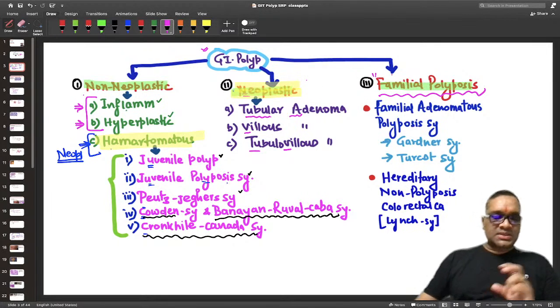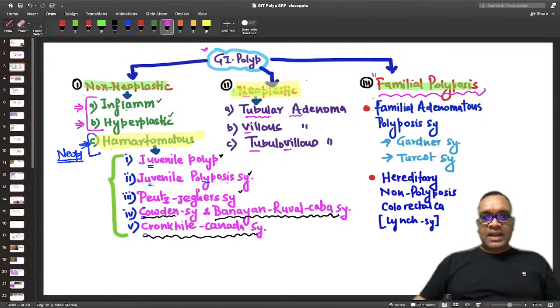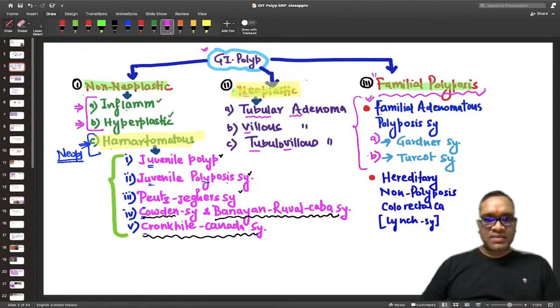Then some polyposis are familial, and they are called familial adenomatous polyposis syndrome. Familial adenomatous polyposis syndrome has 2 important associations: one is Gardner syndrome and the second is Turcot syndrome. So remember, familial adenomatous polyposis is associated with Gardner syndrome and Turcot syndrome, right? And the 4th one is the malignant tumor of the colon, which is also called hereditary non-polyposis colorectal carcinoma, right? This is just familial polyposis, so that's why I have written it here. So these are the important things.